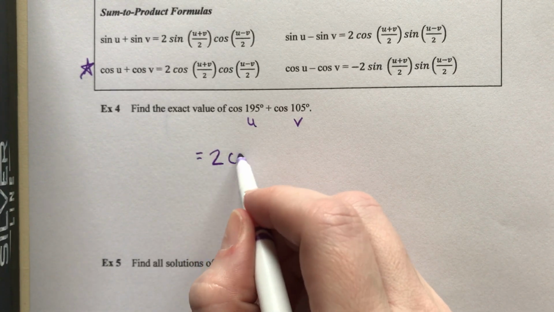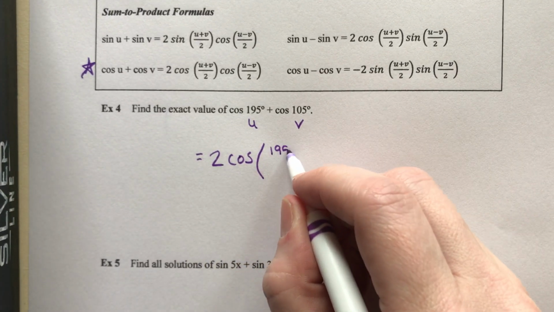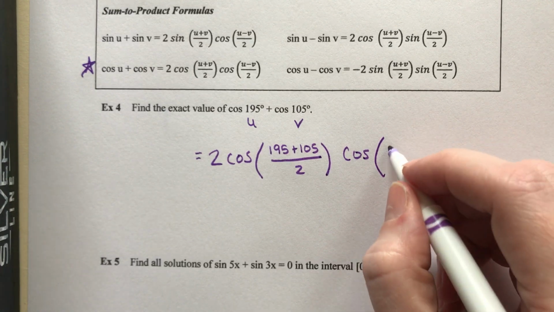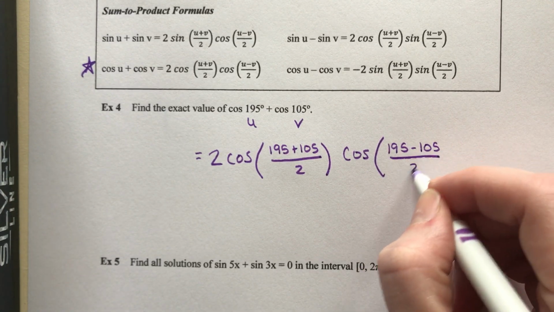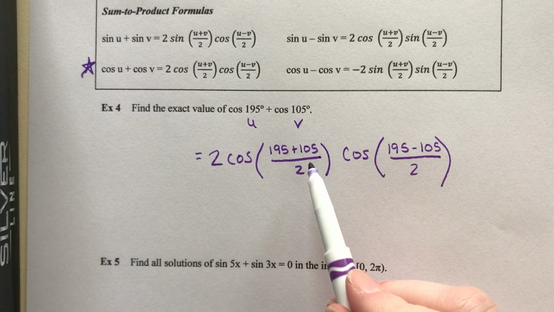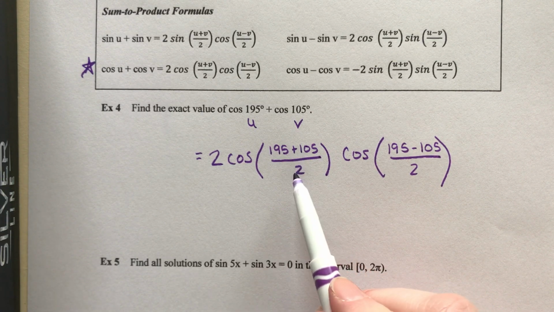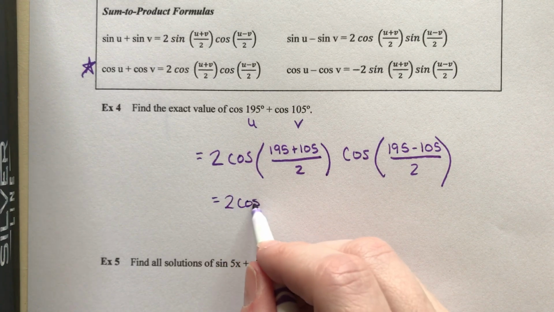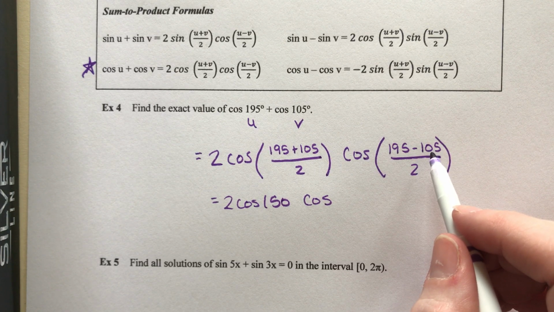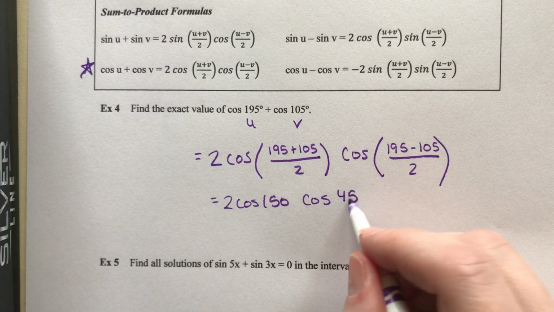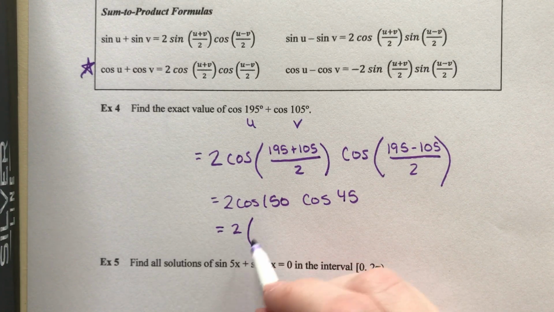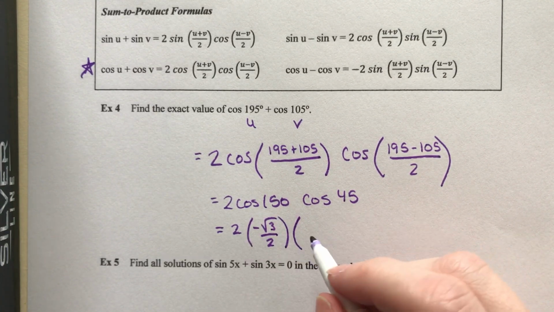So 2 cosine of u plus v over 2 cosine of u minus v over 2. And let's simplify. So 195 plus 105 is 300. Divided by 2 is 150. 195 minus 105 gives us 90. Divided by 2 is 45. Now those angles are angles that I recognize. Those are both on the unit circle. Cosine of 150 is negative root 3 over 2. Cosine of 45 is root 2 over 2.